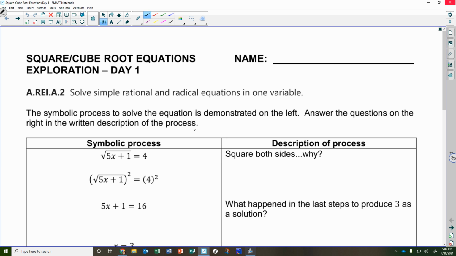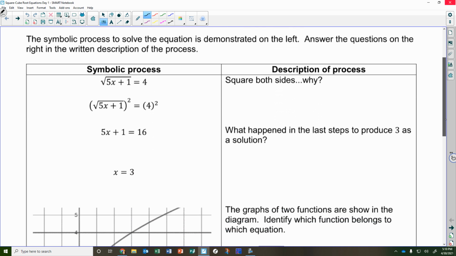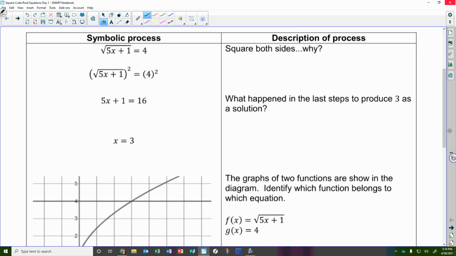So we get into day one of square and cube root equations. We're just going to show you, this is the intro to it. We're going to show you the symbolic process of solving a square and cube root equation. We're not going to actually graph it.